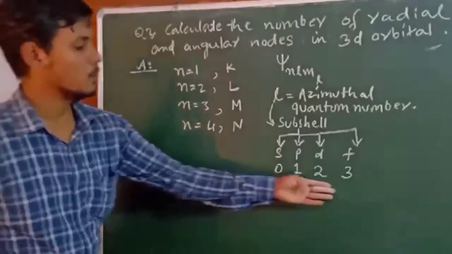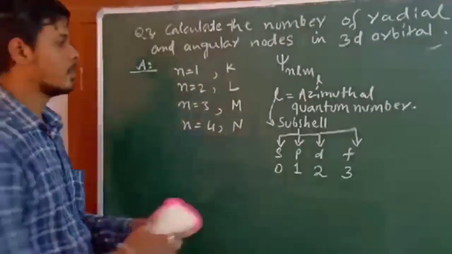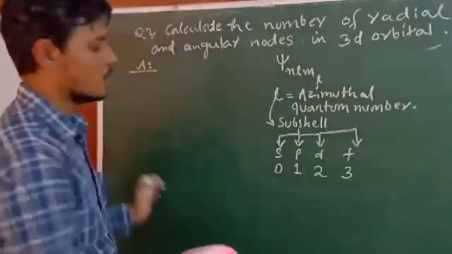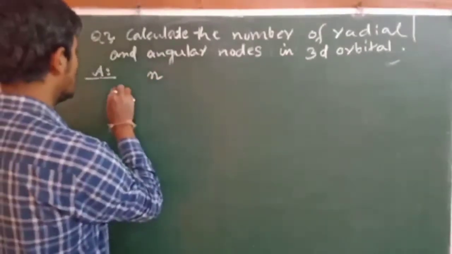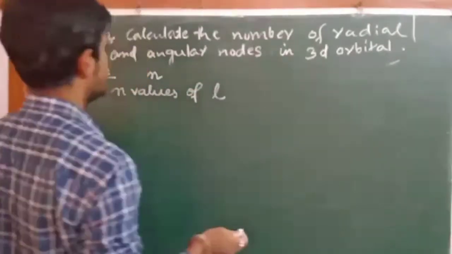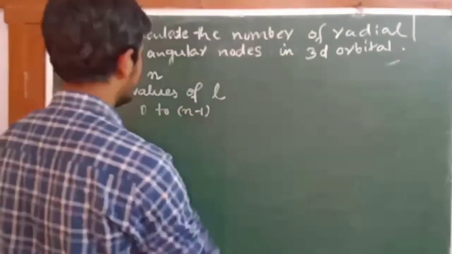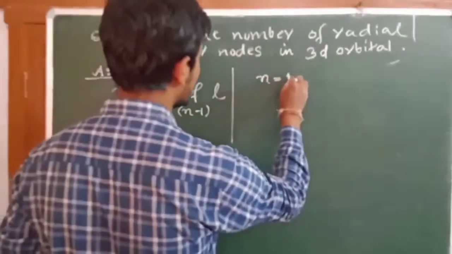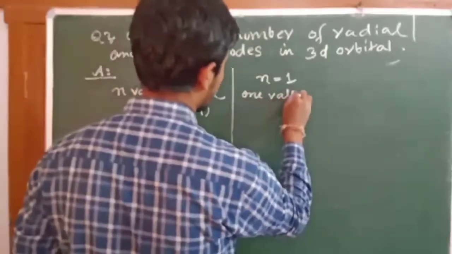Now, from where do I predict these values? The prediction of the values of l can be made from the values of n. So if the principal quantum number is n, then there will be n values of l, and those values will be from 0 to n minus 1. For example, if the principal quantum number is 1, then there will be only one value of l.